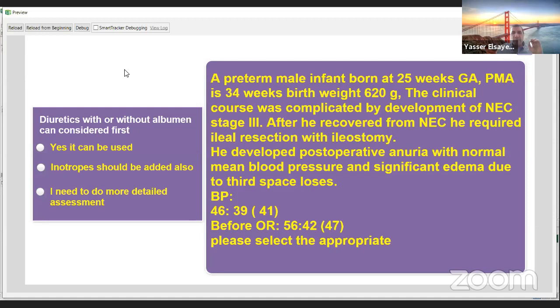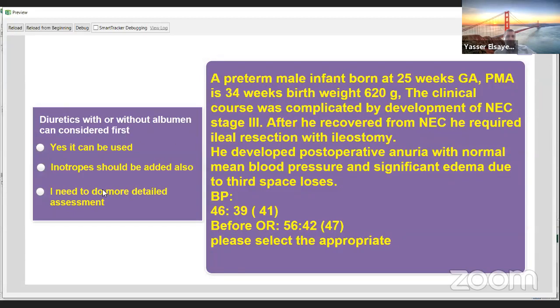So he went to the OR for ileal resection with ileostomy and came back sick. Focusing now on this part of the scenario, he came back from the OR anuric with normal mean blood pressure, as you can see here, a mean blood pressure of 41, and significant edema due to third space losses. Initially, our colleagues consulted the nephrologist, who recommended Lasix. So you have the blood pressure as you can see here. And the first question: diuretics with or without albumin can be considered first.